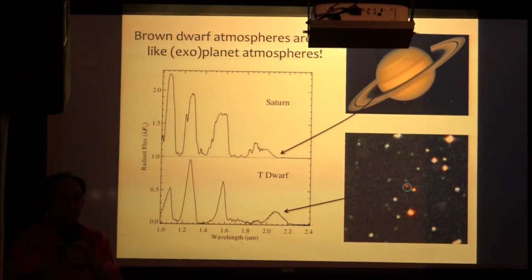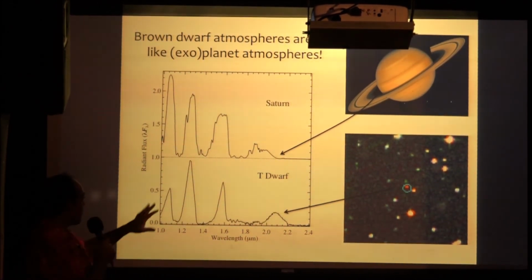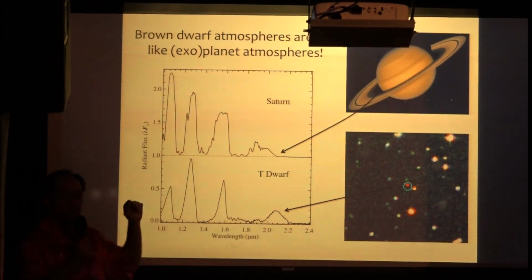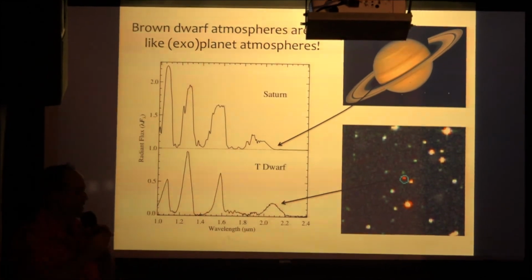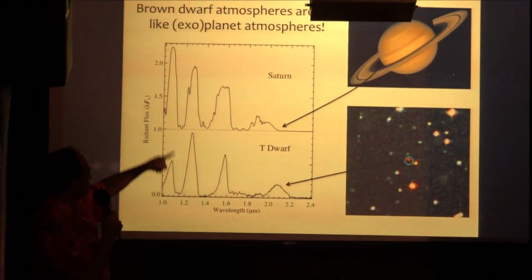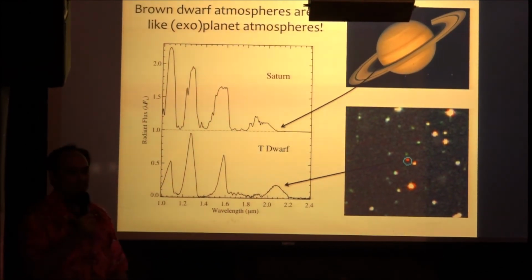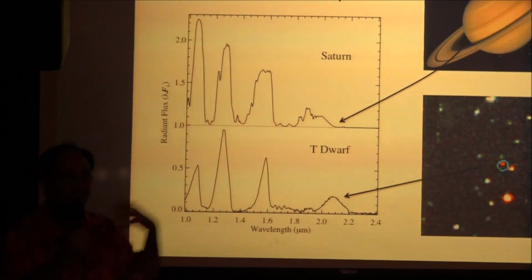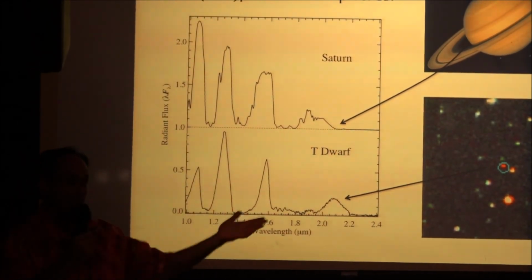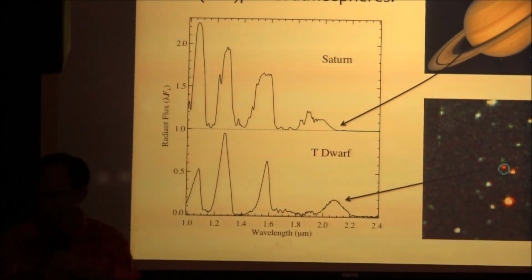Because of these low temperatures, brown dwarfs probably have very similar atmospheres to exoplanets. The right side shows the spectra of these brown dwarfs, which is sort of breaking up the light as a function of wavelength. And you can see when we do that for Saturn and for one of the brown dwarfs, they look pretty similar because they have the same gases in their atmospheres. So we can study exoplanet atmospheres without actually looking at exoplanets by looking at these things.